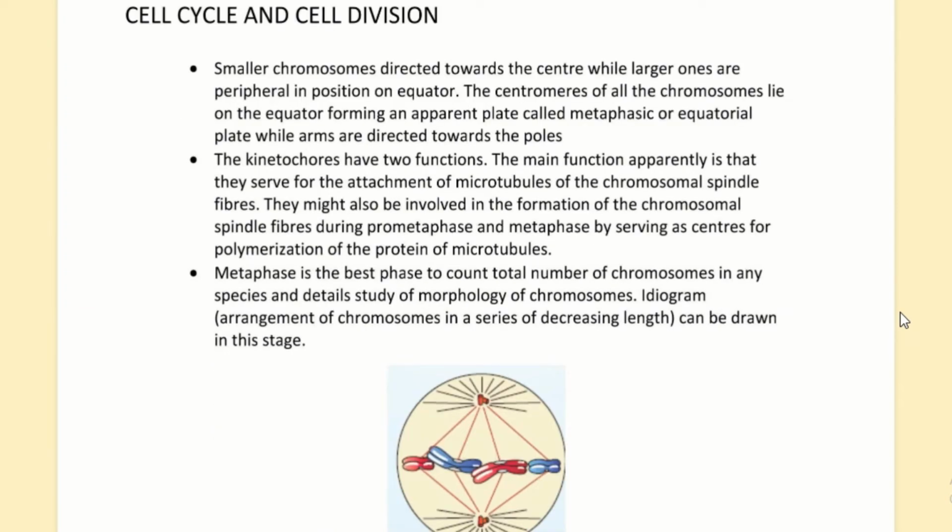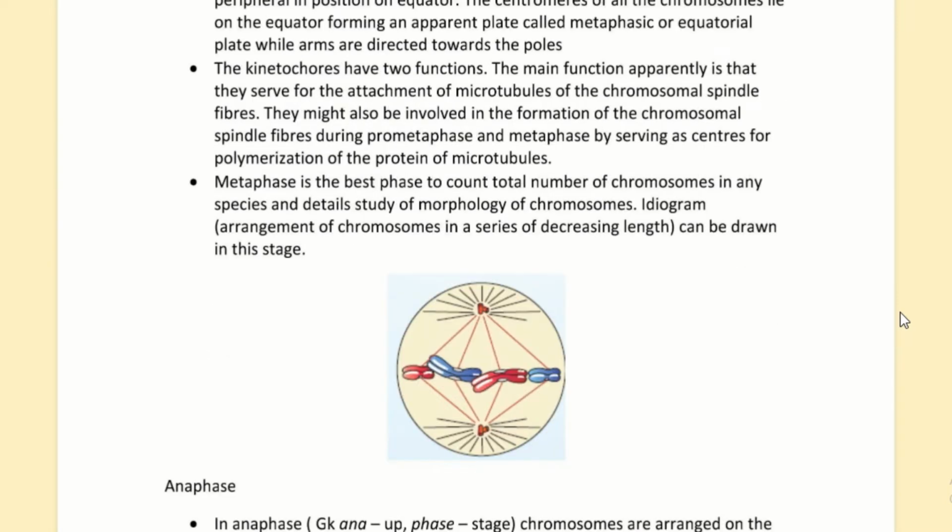Smaller chromosomes are directed towards the center, while larger ones are in a peripheral position on the equator. The centromeres of all the chromosomes lie on the equator, forming an apparent plate called the metaphasic or equatorial plate, while the arms are directed towards the poles.